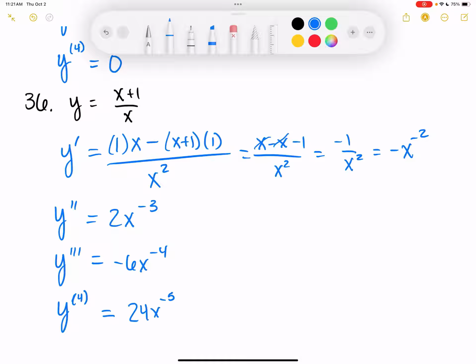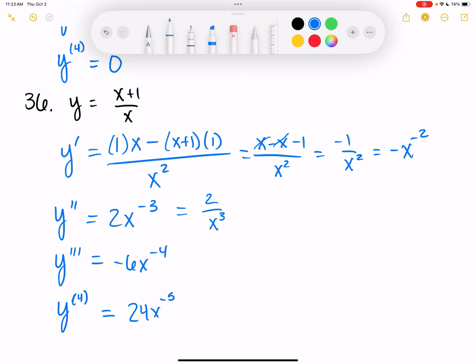Yep. Now, I'm okay with you leaving these like this. Obviously, in ordinary circumstances, we don't want negative exponents. If you are so inclined and you want to rewrite them as 2 over x cubed, or if you're checking your answers, they may rewrite them this way. That's obviously fine.